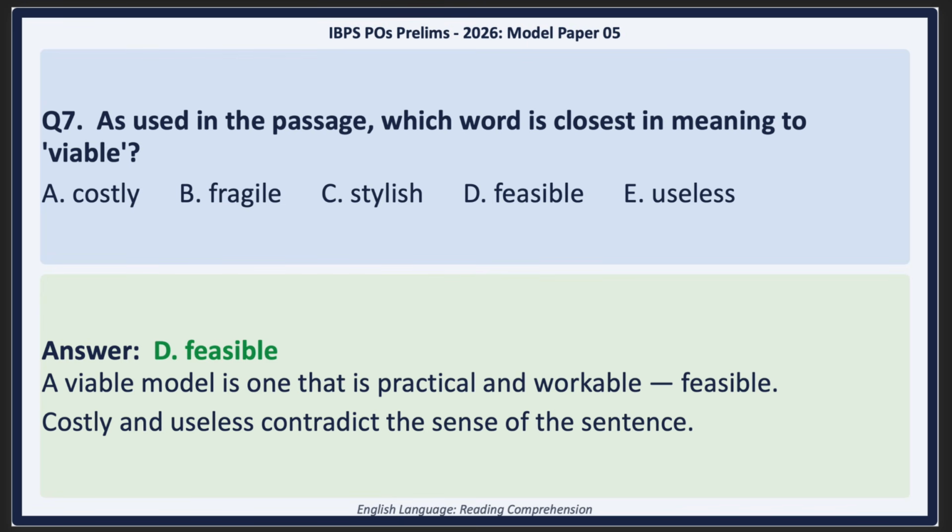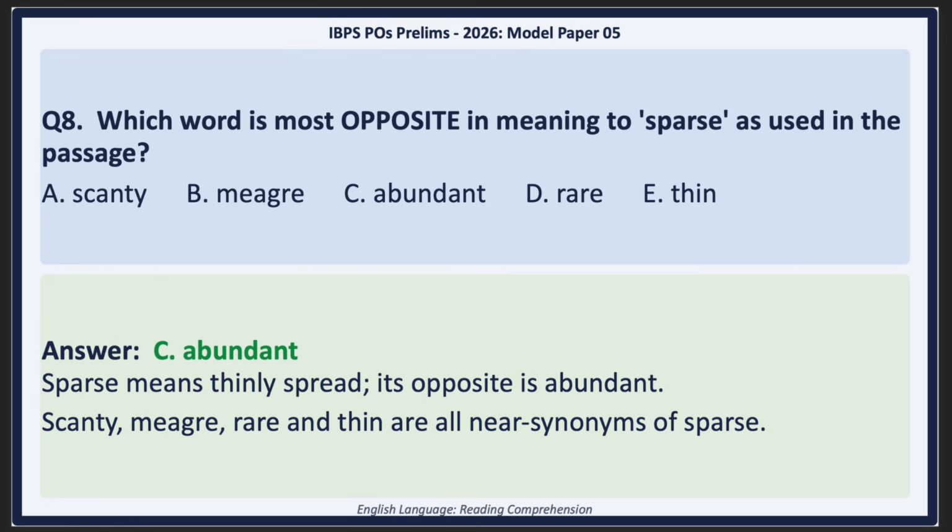Okay, but question 8 completely flips the script. The text mentions charging stations are sparse, and you need to find the antonym, the opposite meaning. Yes, and this is a classic psychological trap. Because under pressure, I just want to find a word that relates to sparse, like rare or thin. And that is exactly what the test makers are banking on.